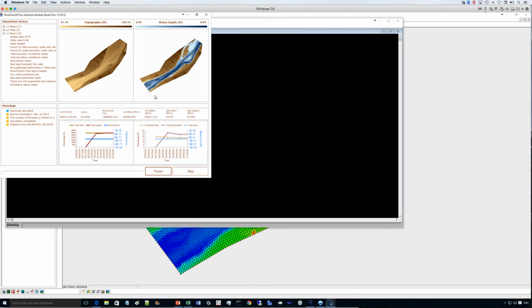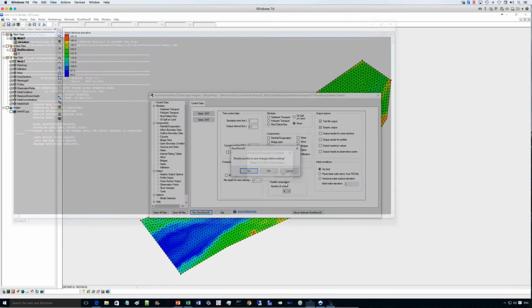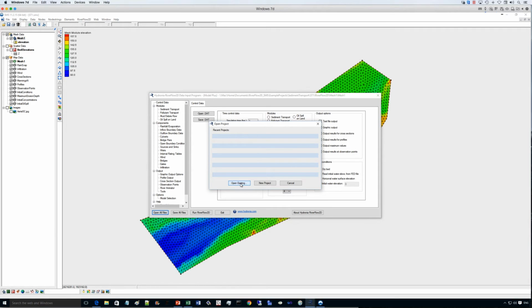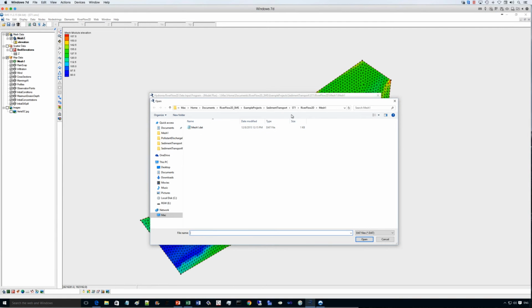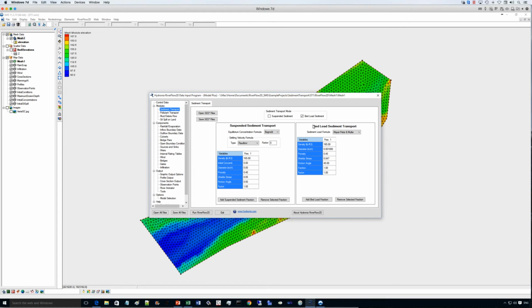So this is not steady state, obviously. It's only a 1 hour run. Now I want to show you what you can do next, because what this allows you to do is, when you use the RiverFlow2D data input program, you can change your sediment transport mode.